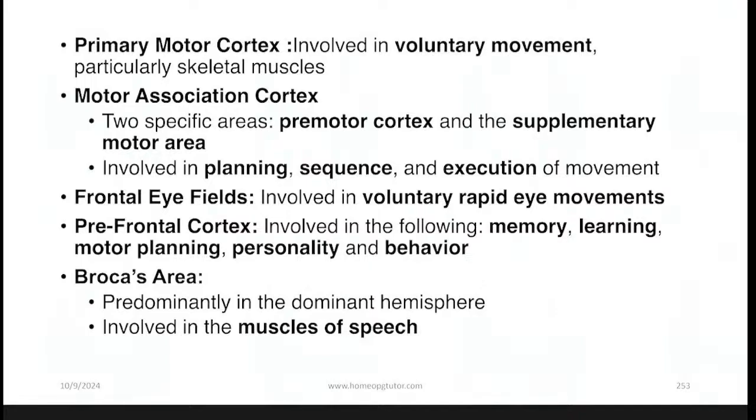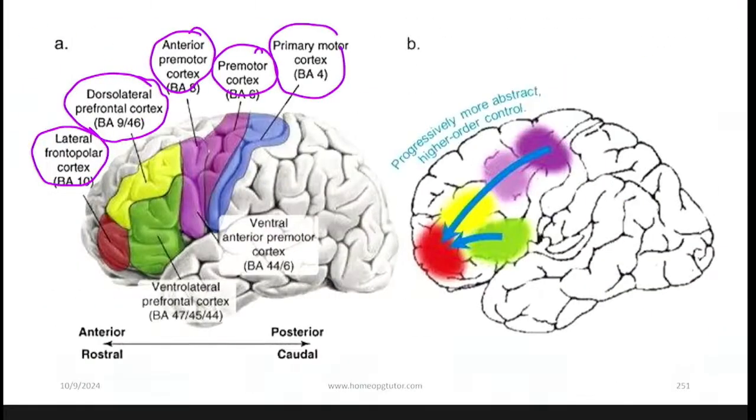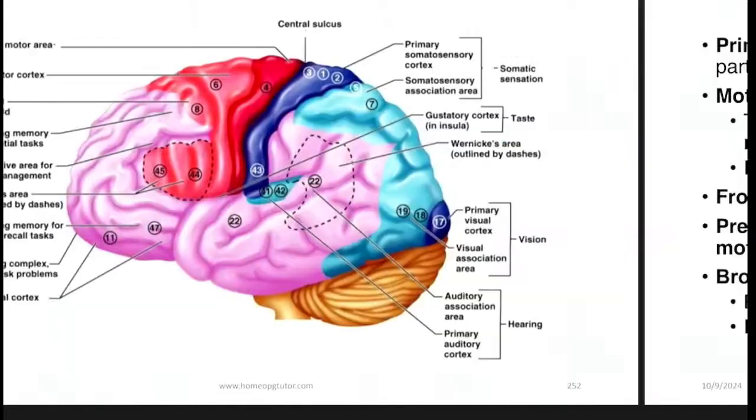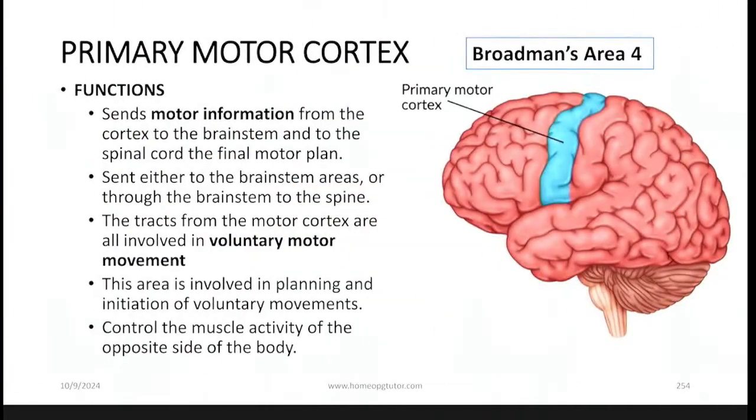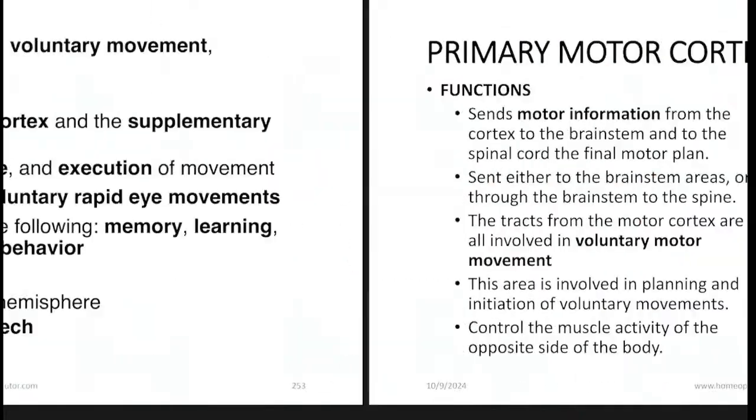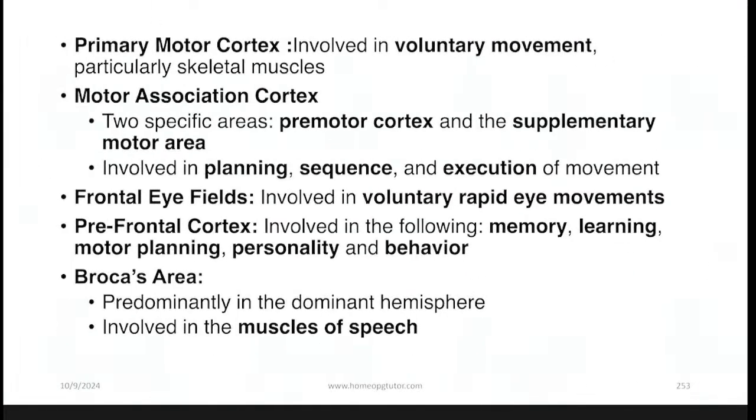Next one, a little in detail. In this particular image you might have seen BA4, BA6. Basically they are the Brodmann's areas, which are quite important to mention. So, talking about the primary motor cortex, in short, I have just mentioned that it is basically dealing with voluntary movement, particularly skeletal muscles.